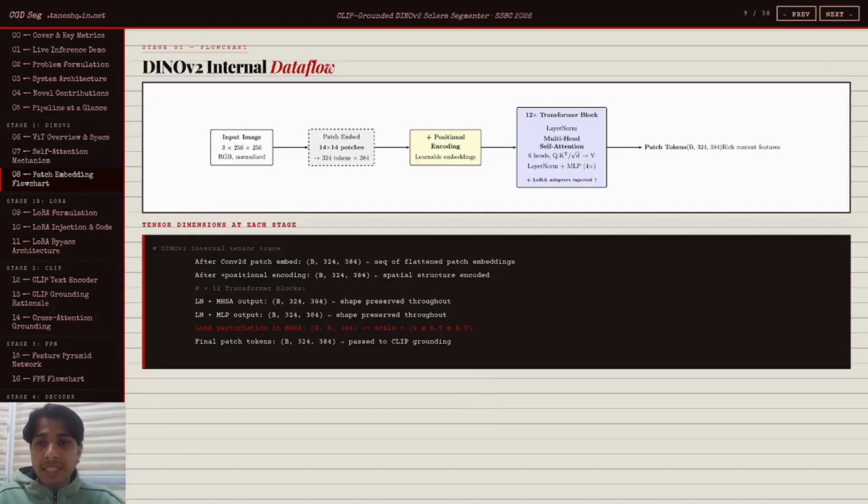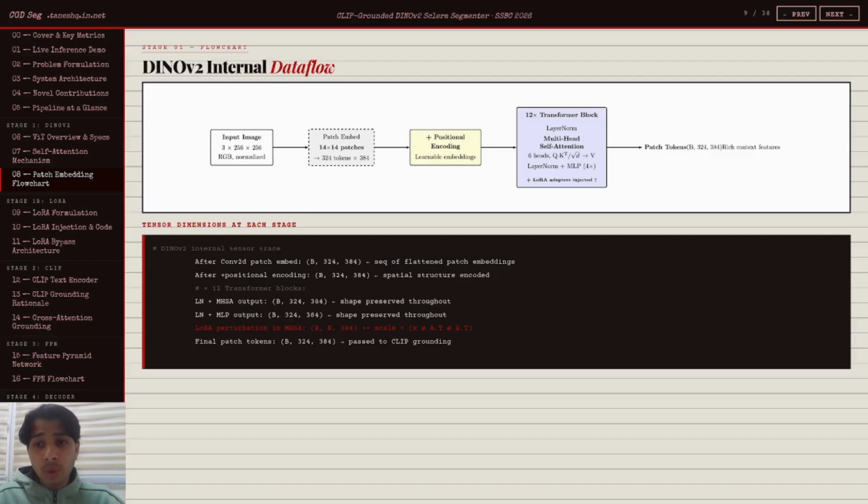This diagram traces exactly what happens to the image data as it flows through DINOv2. The image enters, gets sliced into patches. Each patch becomes a 384 dimensional vector. Positional information is added so the model knows where each patch came from, and then 12 rounds of self-attention process the whole sequence.